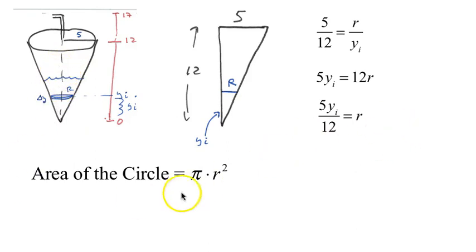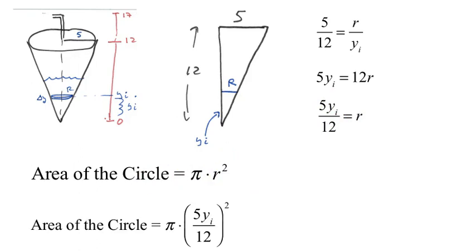All right, but back to our discussion here. Area of the circle is pi times the radius squared. So the area of the circle will be pi times 5 y sub i over 12, squared. So that's the area of the circle. We have to convert from area of a circle to some sort of force. In British units, weight is a force.